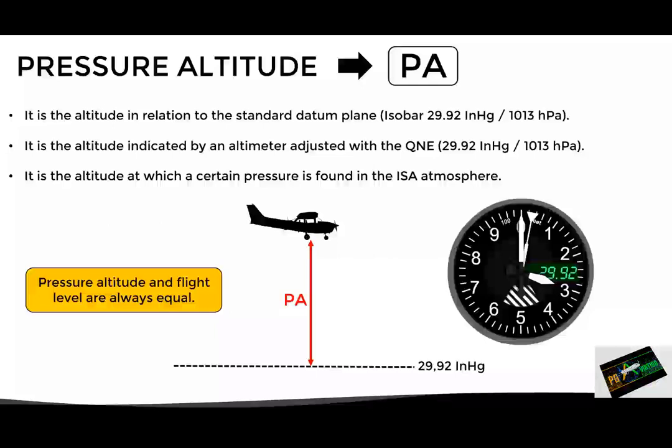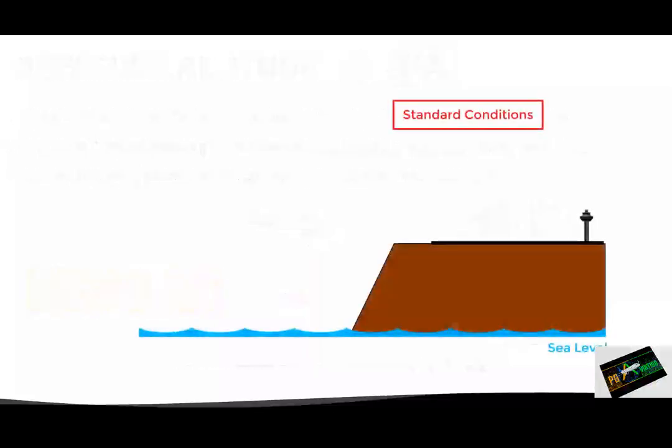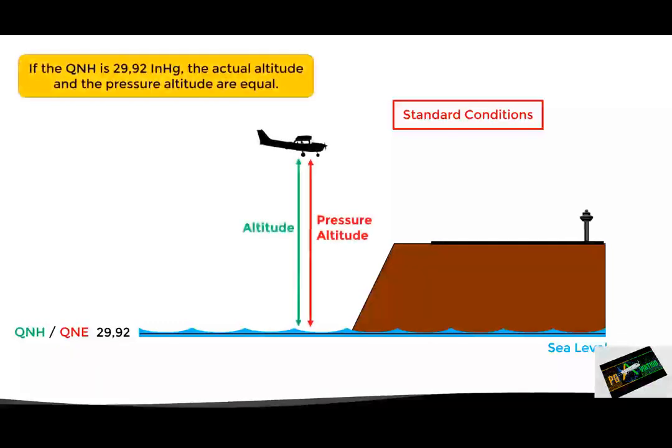Let's look at some examples of how this pressure altitude varies depending on the present conditions. Let's begin with the standard conditions. In this case, the sea level pressure is 2992 inches of mercury. Therefore, as the QNH and QNE are equal, we can say that the pressure altitude is equal to the actual altitude. Now, this only happens if the conditions are standard.